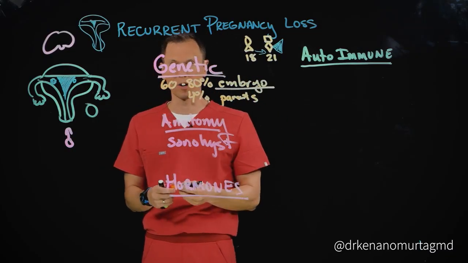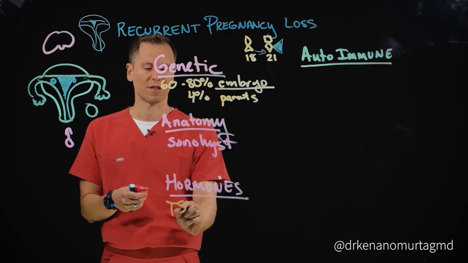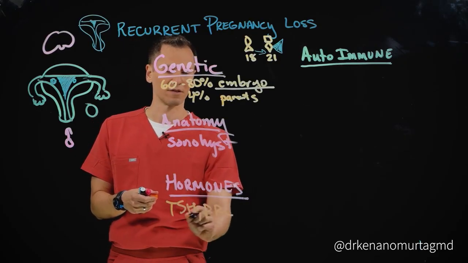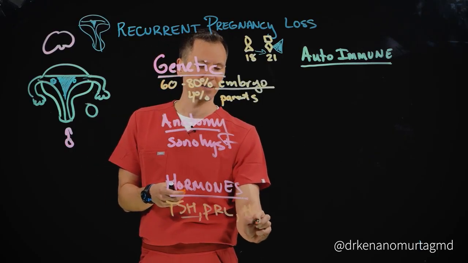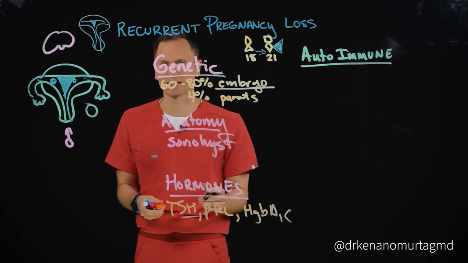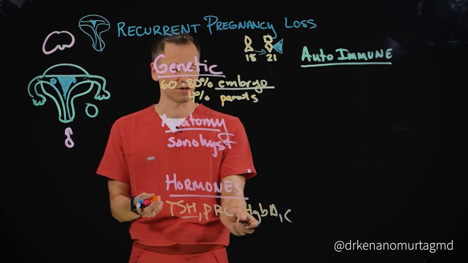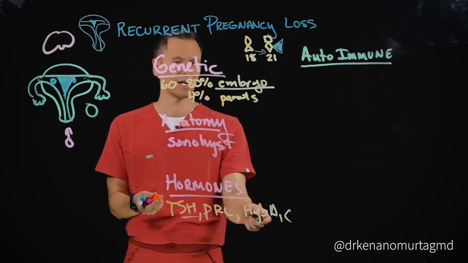Moving on, hormones. This is where we start to look for abnormalities with the thyroid and abnormalities with the pituitary gland. We'll look at a prolactin level. We'll check a TSH. We'll also make sure you're not diabetic, and check a hemoglobin A1C. These are just examples. Actual testing may vary from clinic to clinic, but this is what I do, and what a lot of us do. We'll check a thyroid level, a prolactin, and a hemoglobin A1C.